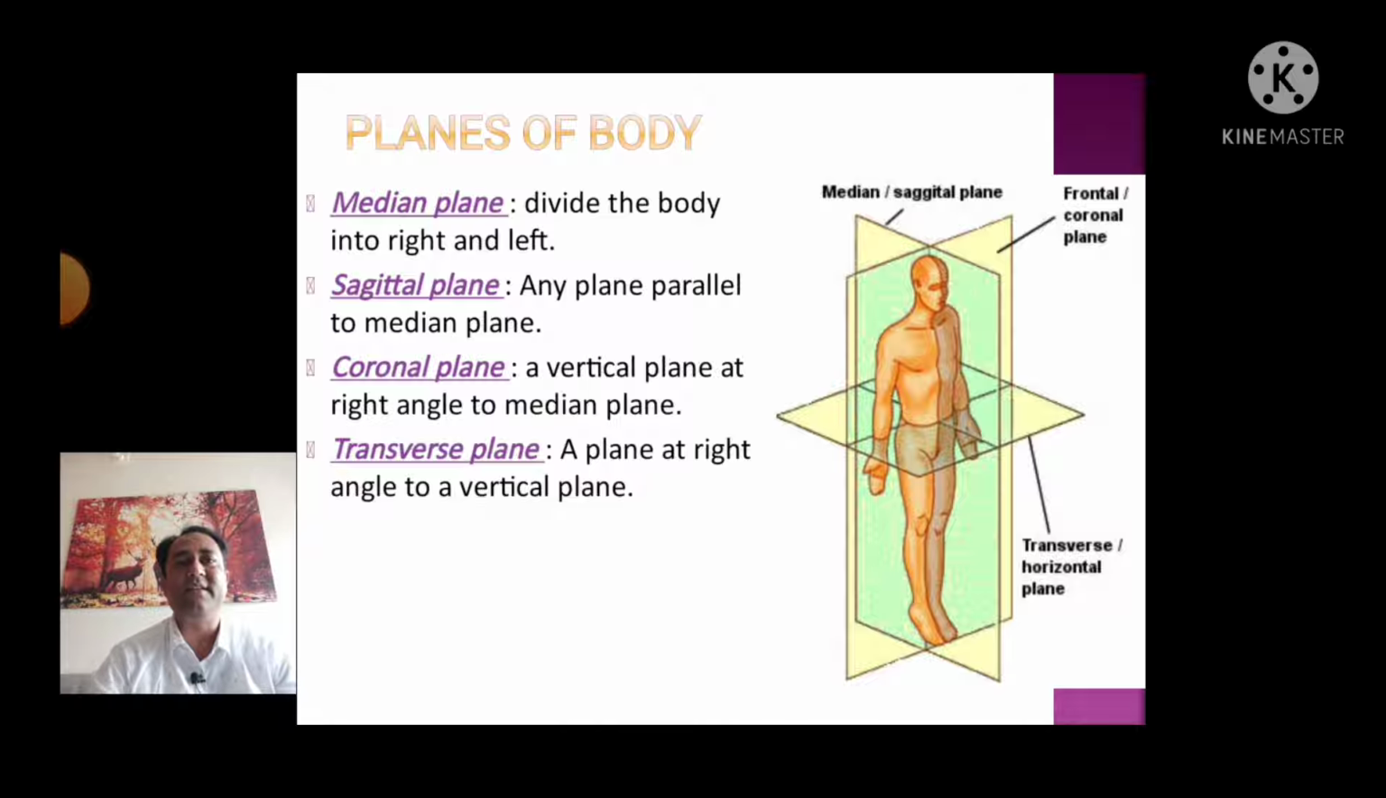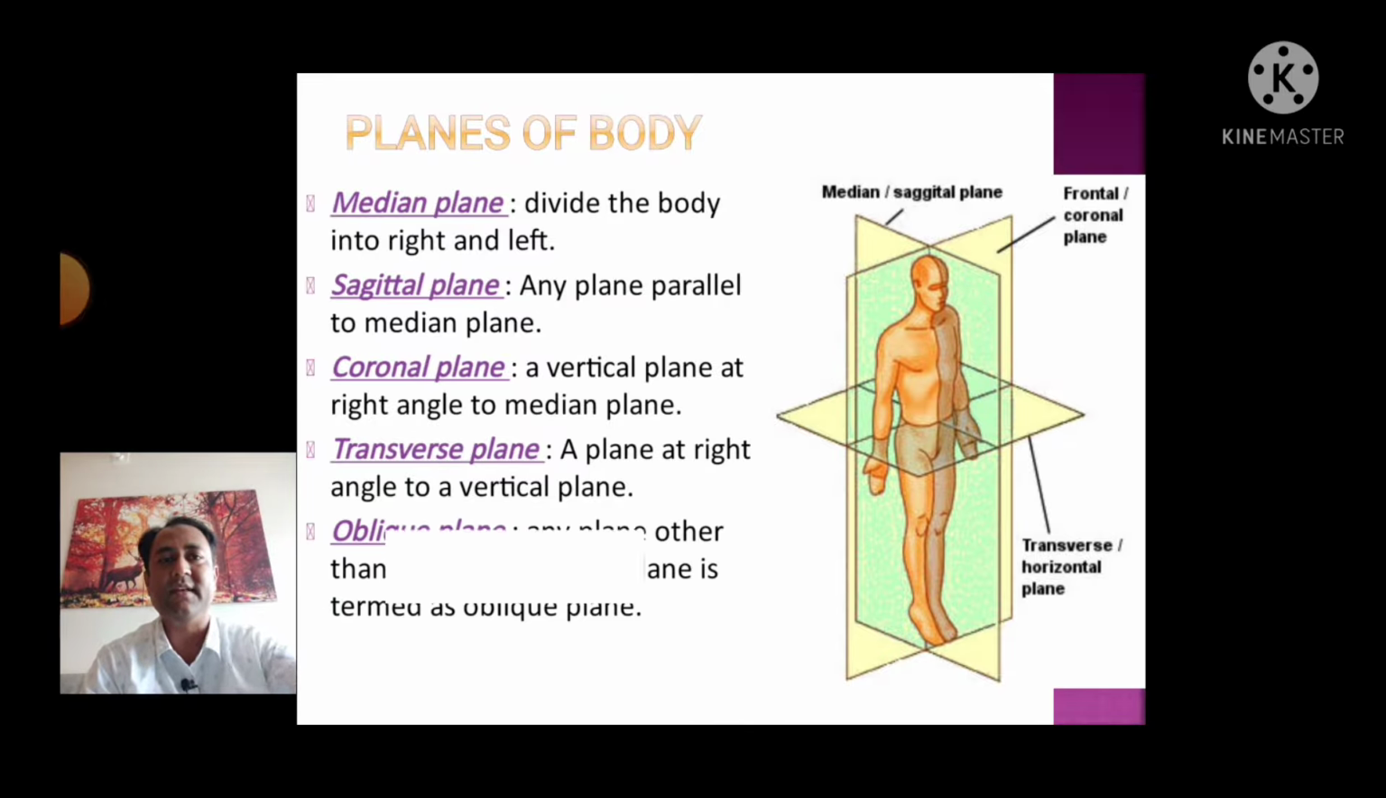The fourth one is the transverse plane, a plane at right angles to the vertical plane. The vertical plane is there, and at right angles to it. So here you can see from the picture, it divides the body into upper and lower halves. It is called the transverse or horizontal plane.